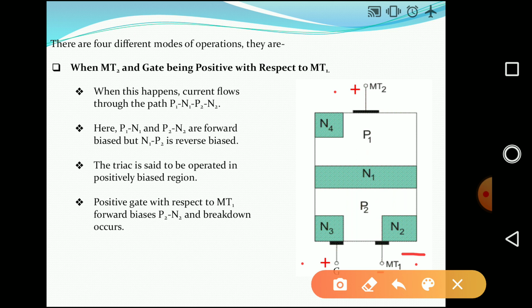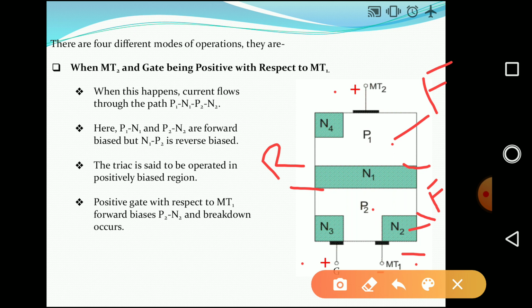During this supply, MT2 is connected to the P1 layer, so it makes P1 forward biased. Next, MT1 is connected to N2, so it makes the N2 layer forward biased. So that is P1 to N1: this junction is forward, and this junction is forward. But N1 to P2, this junction is a reverse junction. So during this condition, the TRIAC is in the off condition.